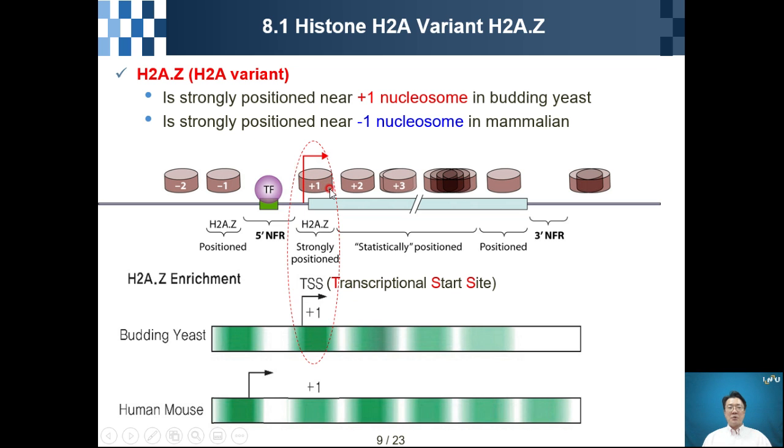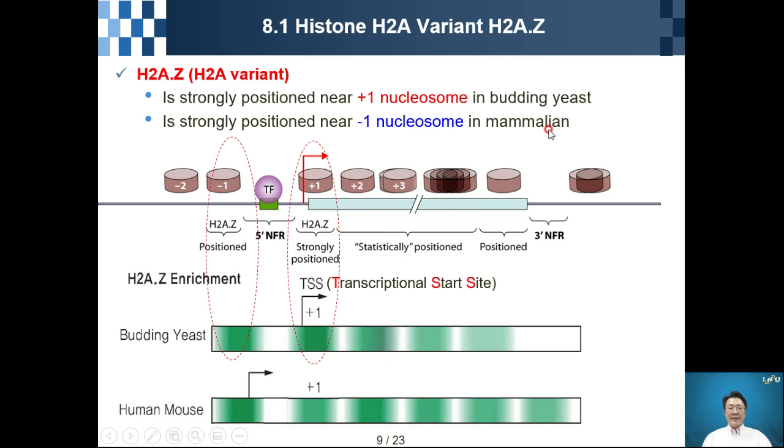Okay, and the -1 location also has H2A-Z positioned, but especially at the +1 location, H2A-Z is strongly positioned around here. But how about the +2 and +3 locations? They were also incorporated, but not frequently.